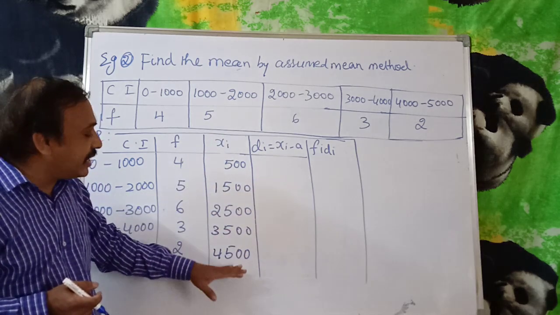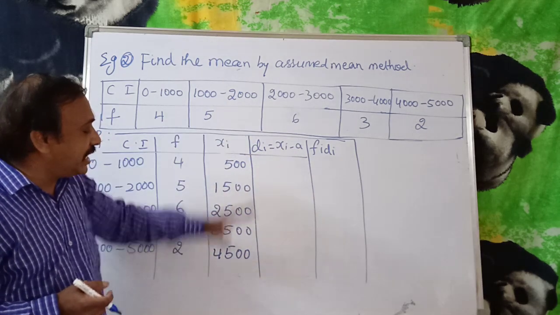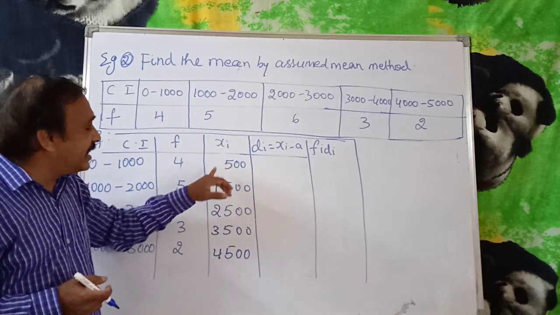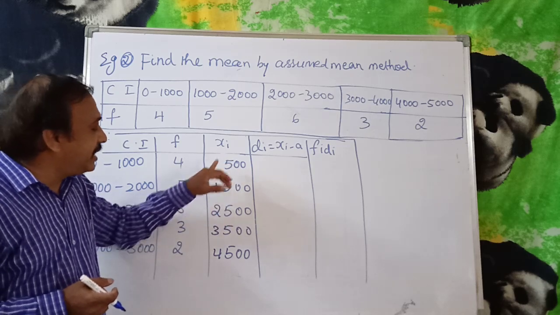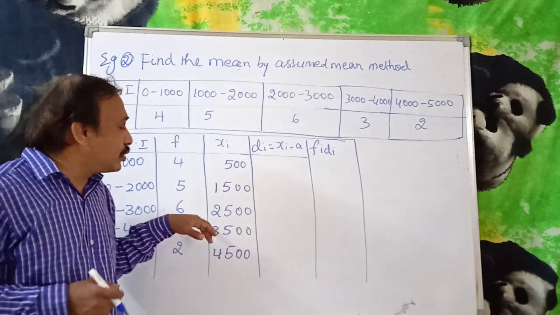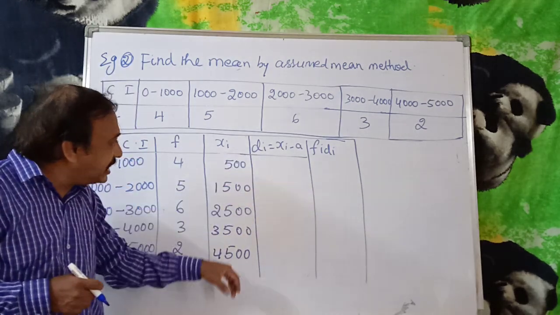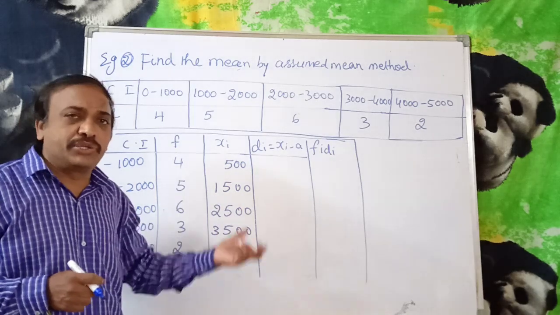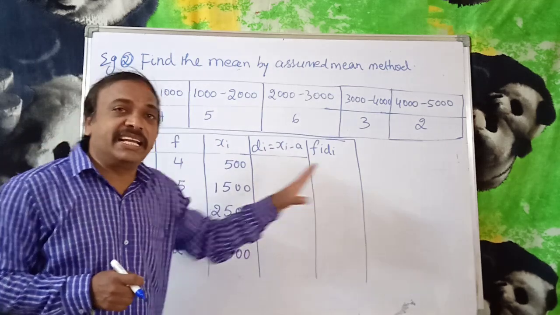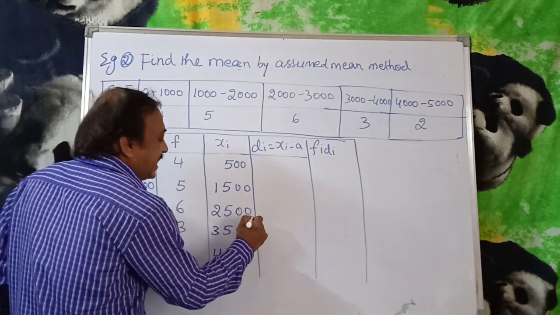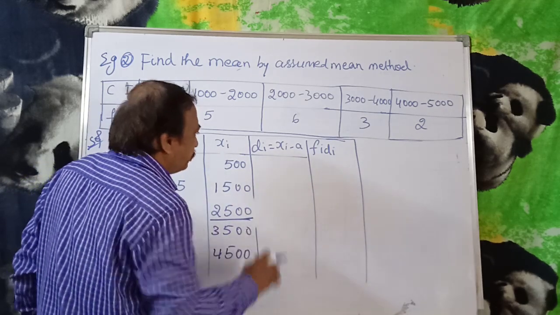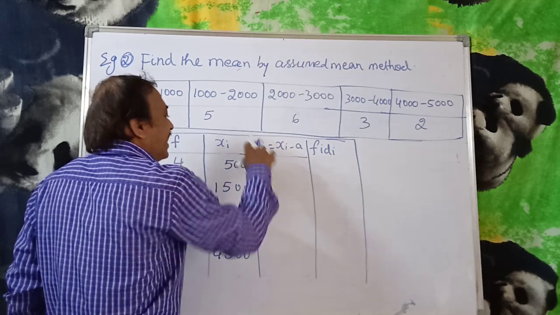If you assume the last value, then all positive values will be there. If you take 500, it will be 500 minus 1500, 500 minus 2500. So my suggestion is better to take the middle value among the class marks. You can assume any value and you get the same answer, but the calculations will be big. So that's the reason we are taking the middle one as the assumed value, a.